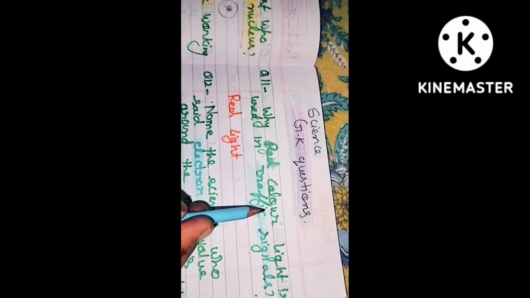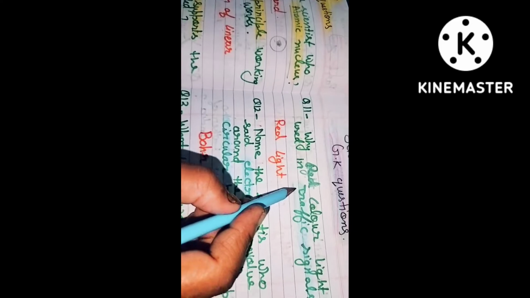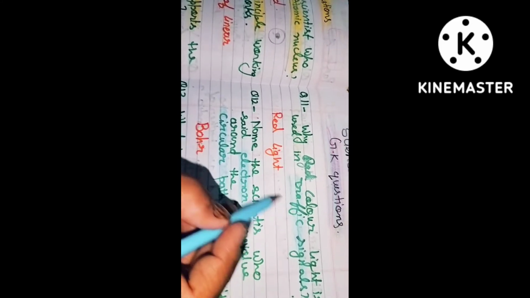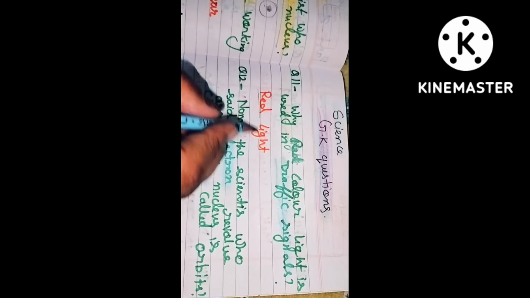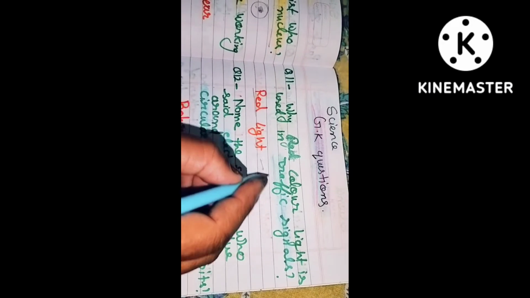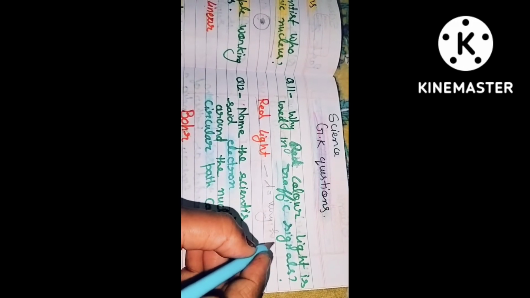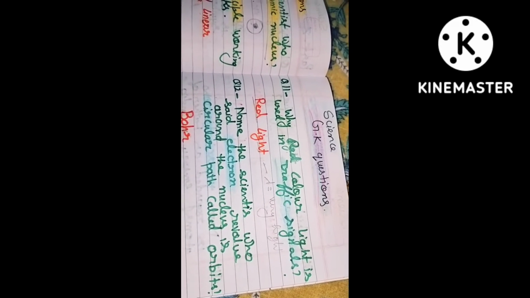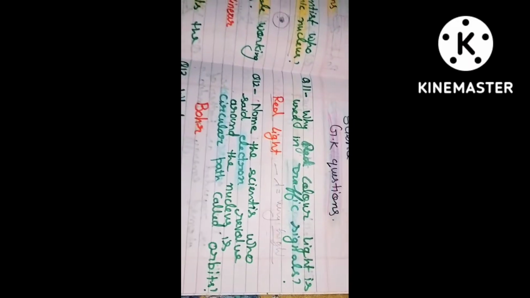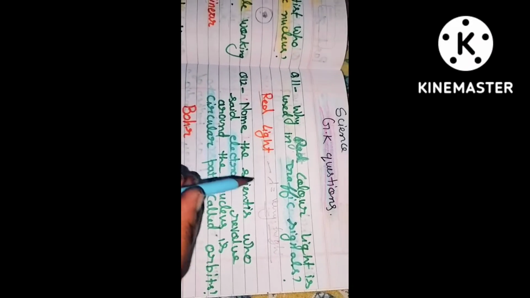Next, why is red light used in traffic signals? We see that the traffic light in the signals is red. For light, we know the wavelength of red light is very high. In this condition, it travels a long distance and appears to a person from a long distance.